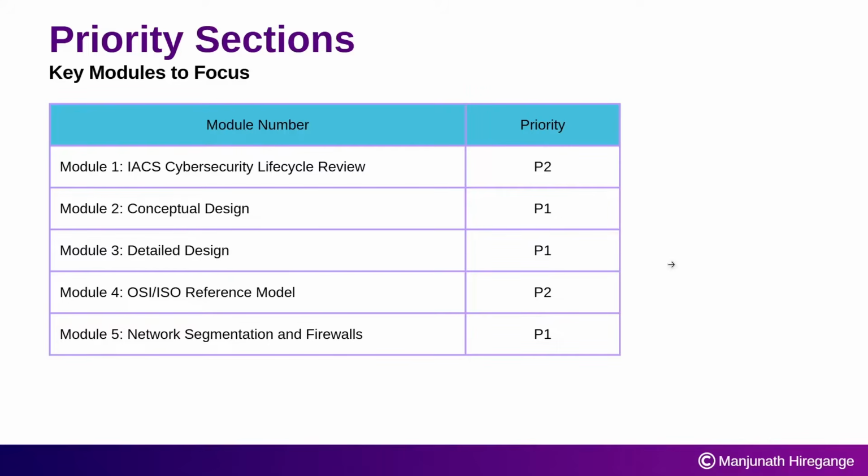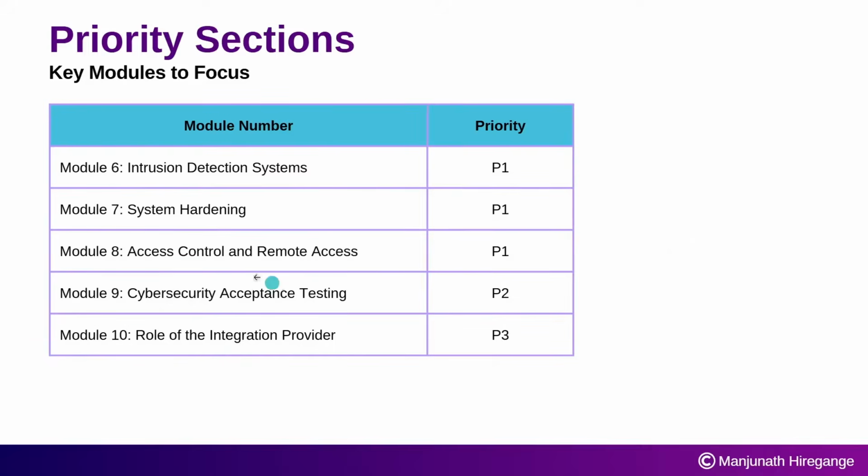Please make sure that you cover all of module 1 to module 10. Here I have also highlighted that intrusion detection system is priority one, along with system hardening, access control, remote access, CFAT and CSAT, and the role of the integration provider. So make sure that you cover point to point.